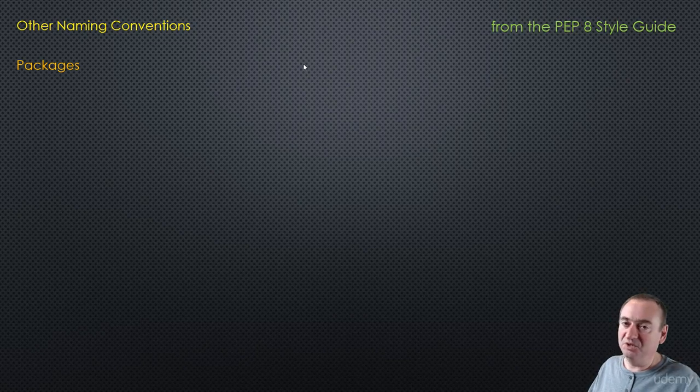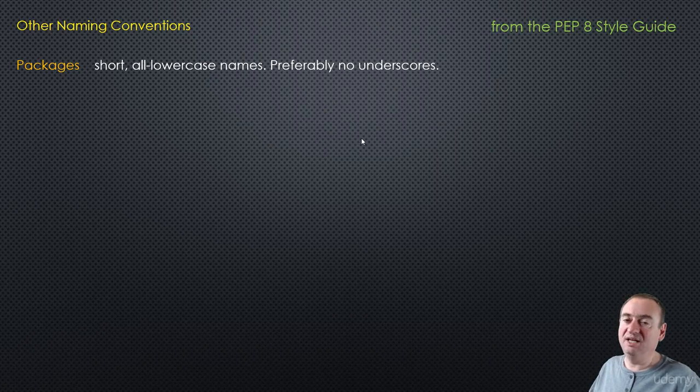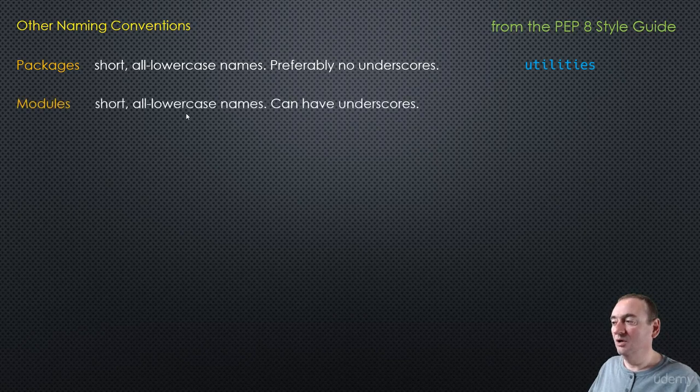So this is how we name different things, like packages. Packages should be short names, all lowercase names, and preferably no underscores. So for example, you might create a package called utilities, right? Note, everything is lowercase, single word, and no underscores. That's the preferred style for naming packages. For modules, we also want short, all lowercase names, but they can have underscores. So for example, db underscore utils would be fine, as would be db utils in one word as well. Really only start using the underscores if you really need it to differentiate the words maybe in your module.